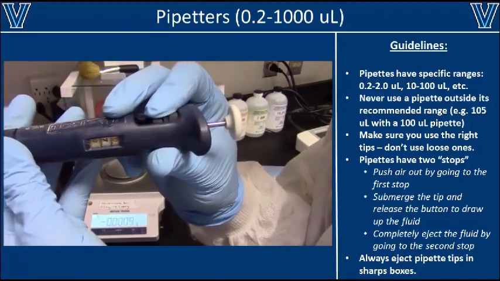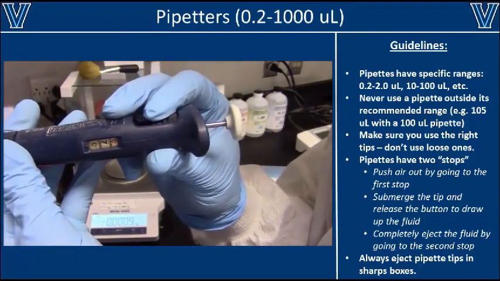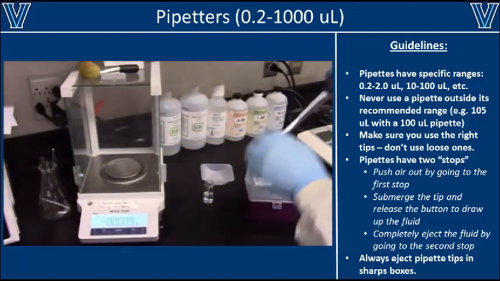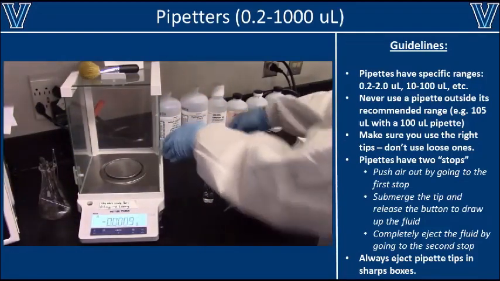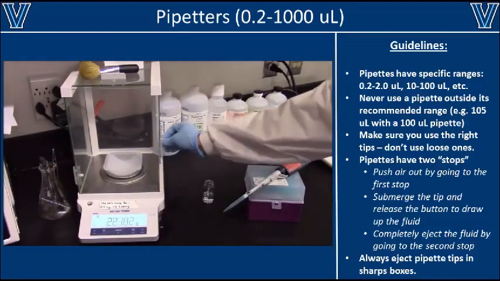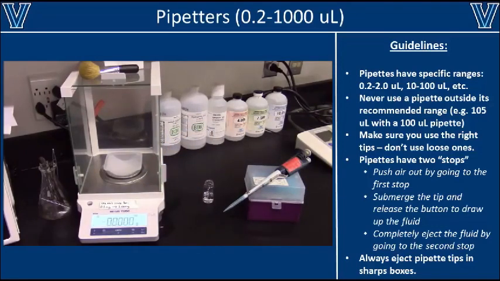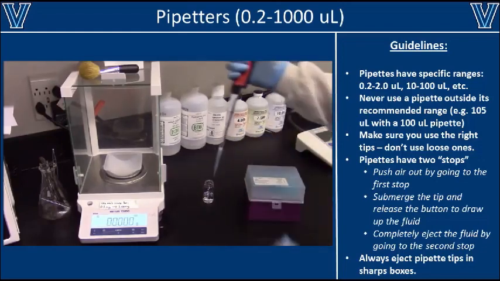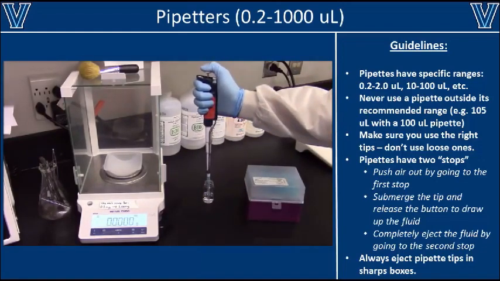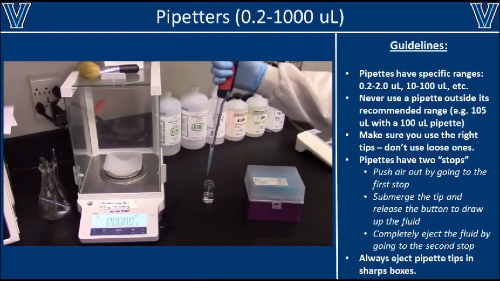In this example, we're going to test a P1000 pipette by setting it to 700 microliters. Since the density of water is 1 gram per ml, 700 microliters of water should weigh 700 milligrams. Begin by taring a weighboat and then slowly transferring the liquid volume to the weighboat.